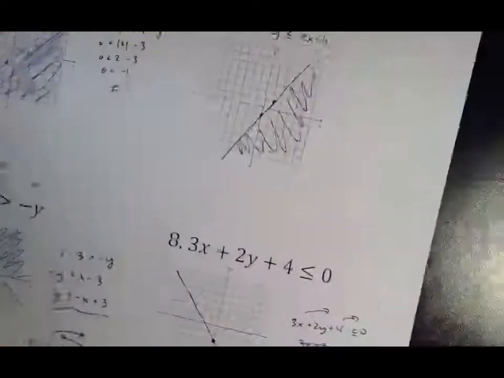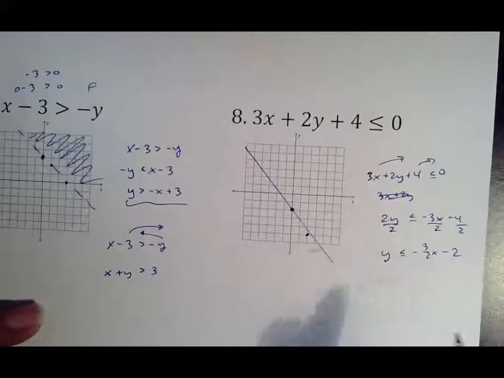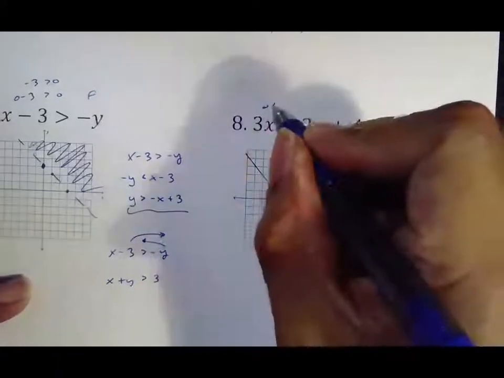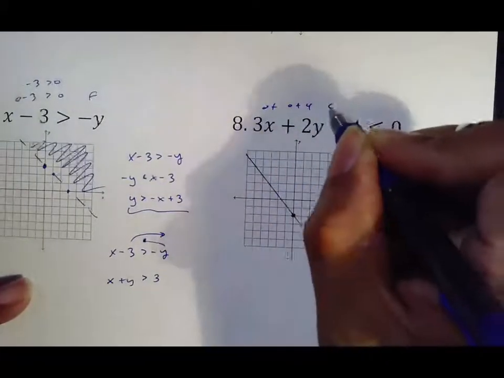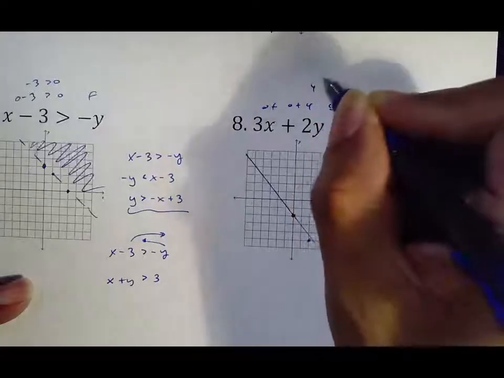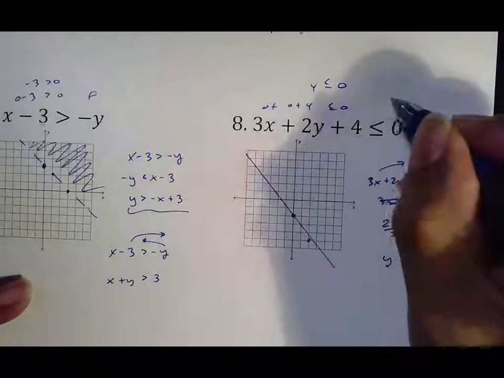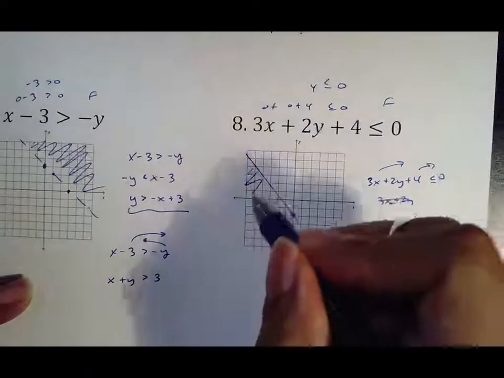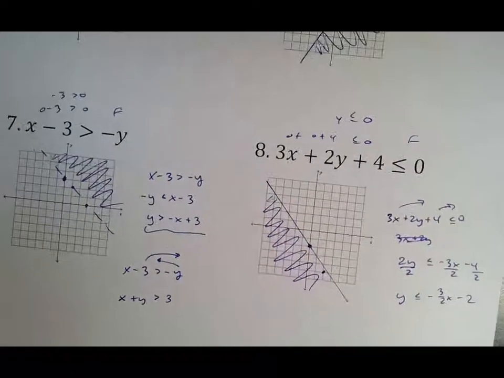I've never been good with rulers. And testing 0, 0 gives me 0 plus 4 greater than or equal to 0. I'm sorry, less than or equal to 4 less than or equal to 0, which is false. So again, we will stay over there.